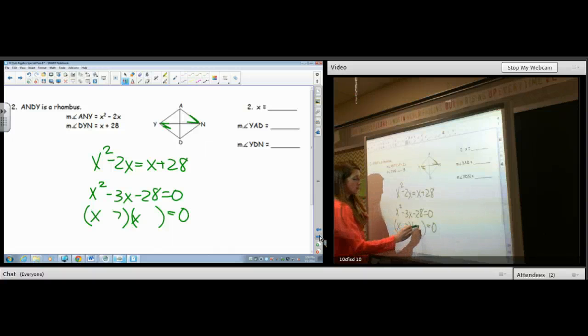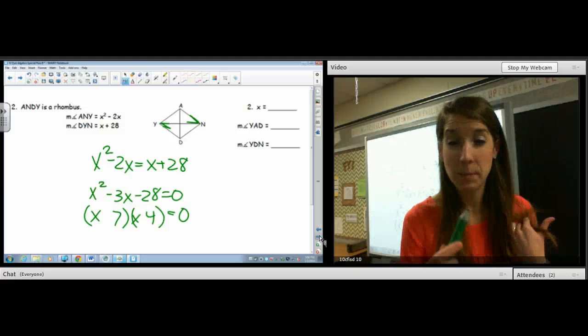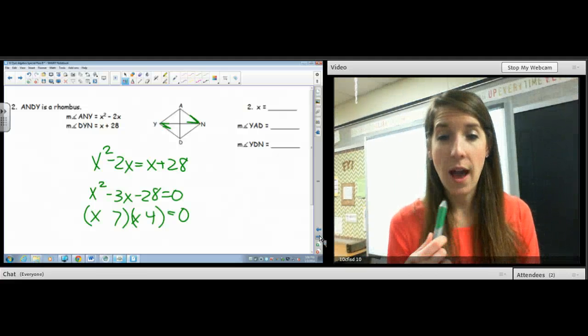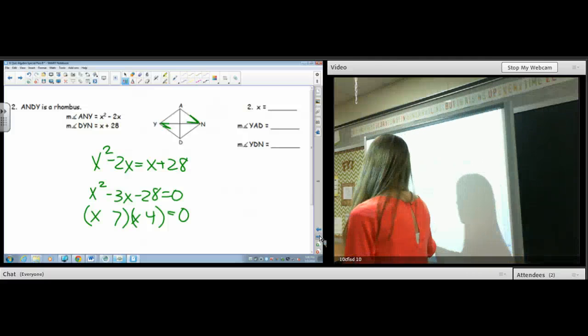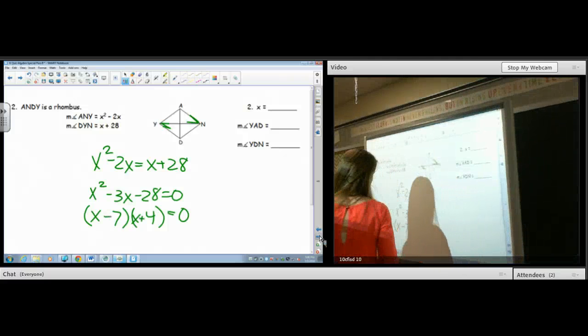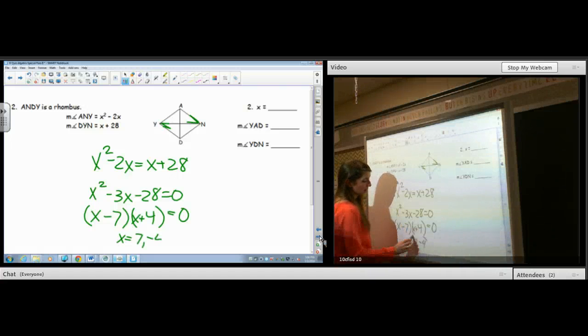So I know 7 and 4 go here. Now I just need to decide who's positive and who's negative. We want it to be a negative 3, so I want the bigger number to be negative. So it's going to be a 4 and then a minus 7. We're going to solve, and that would make x equal 7 and x equal negative 4.